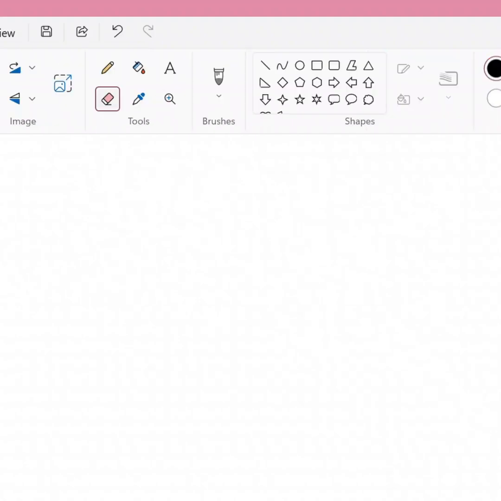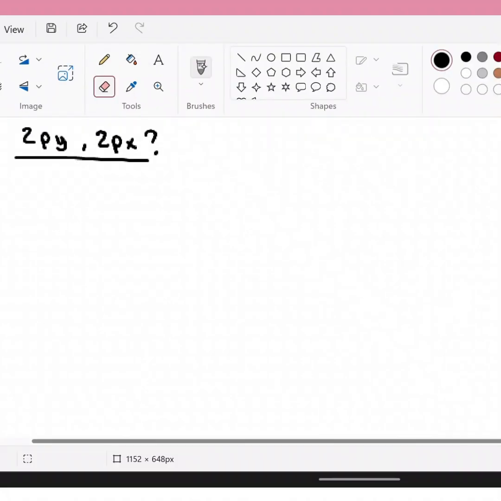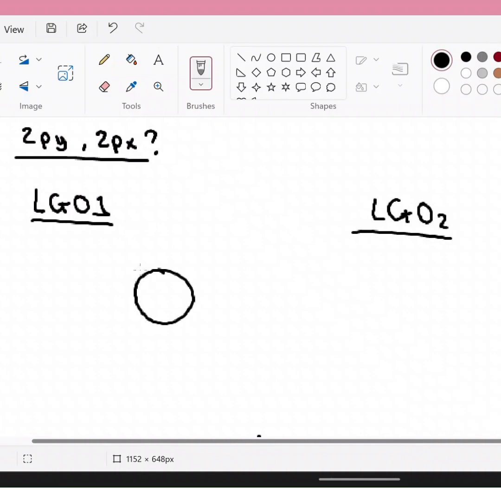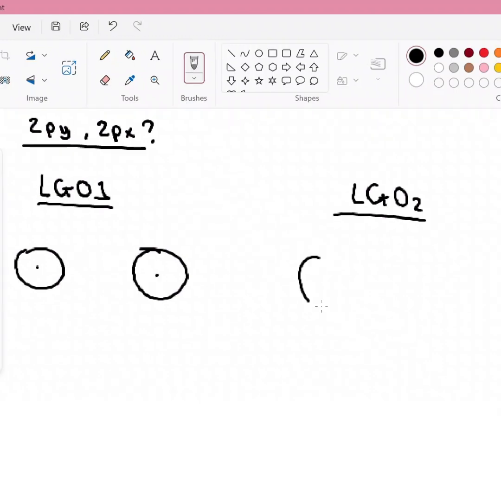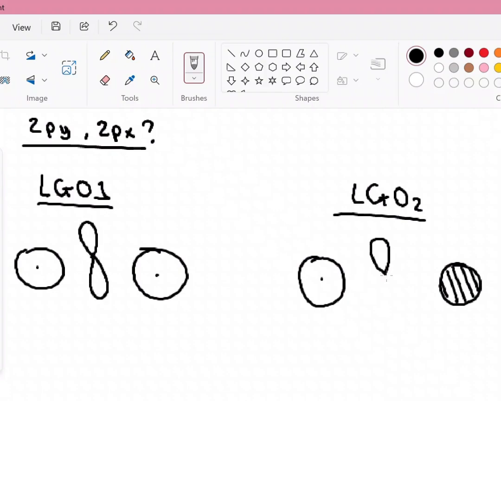Now we can look at the molecular orbitals that 2px and 2py form. Let's first draw out LGO1 and LGO2. Here we will draw the atomic orbital pointing upwards, but remember that in reality 2px and 2py are perpendicular to each other. For this example, that doesn't affect the answer, so we can draw it like this.